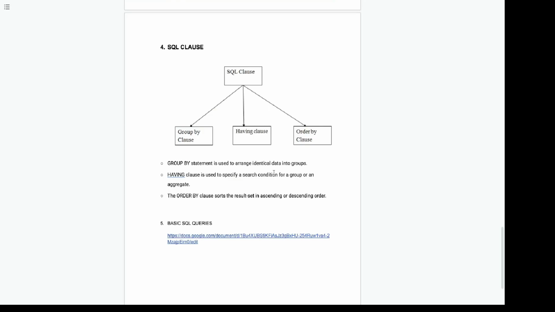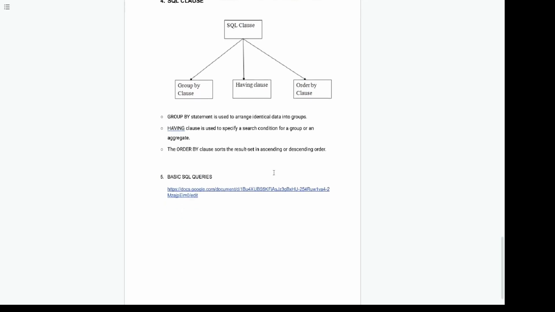You should also know the use cases of group by, having and order by. They can ask you to write a query where you will be using group by or order by. So you must prepare some examples of group by, order by and having. So this was about SQL clauses.